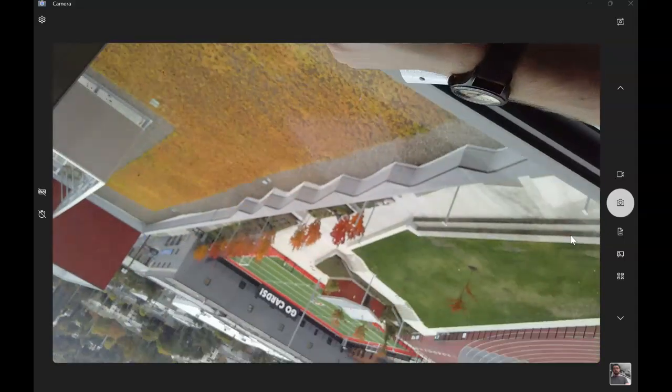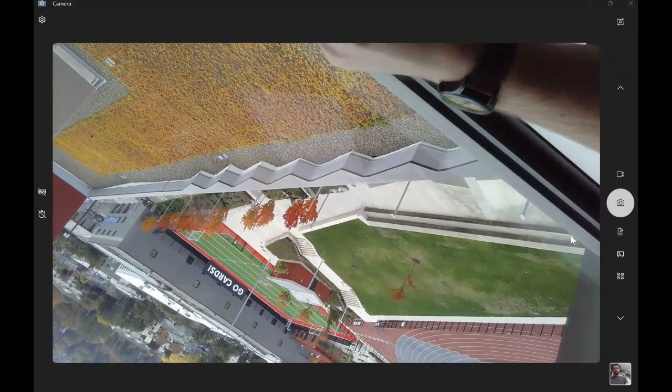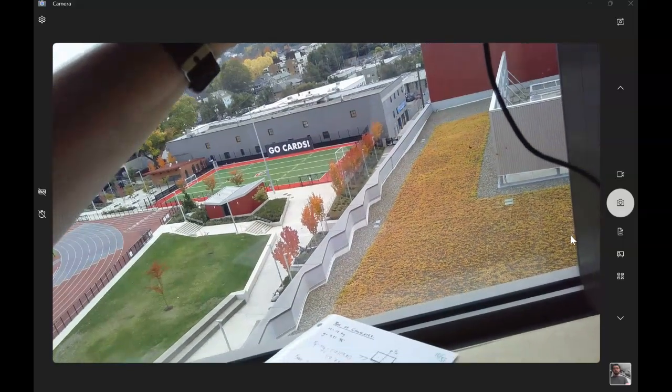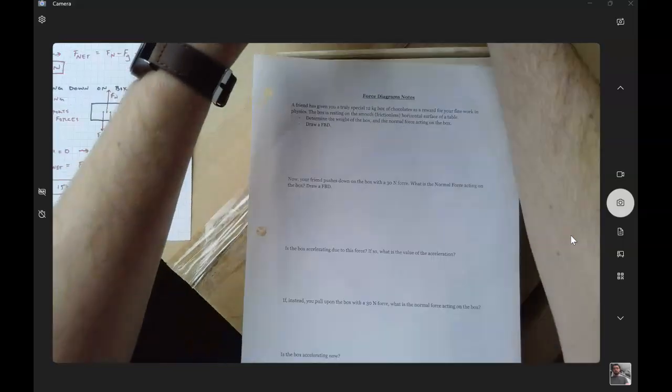If you were wondering what outside of the window looks like in the storage room, it looks like that. Sorry, it's upside down. Hang on. Look at that. Cool. Go Cards. Okay, so it's very stinky in here.